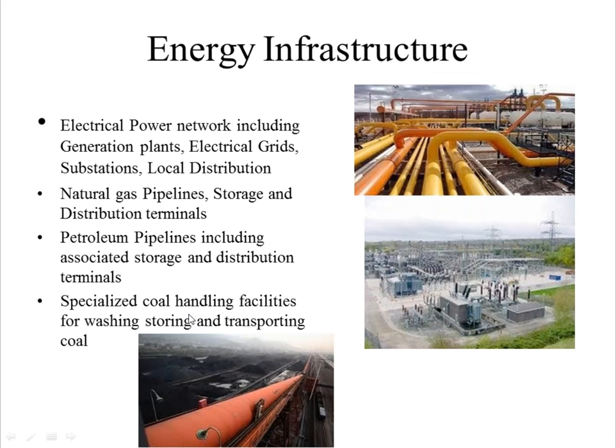The next is the energy infrastructure. What is included in this? The electrical power network, including generation plants, electrical grids, substations, and local distribution, then natural gas pipelines, storage and distribution terminals, petroleum pipelines, including associated storage and distribution terminals, and specialized coal handling facilities for washing, storing, and transporting coal. So these are the various energy infrastructure components.